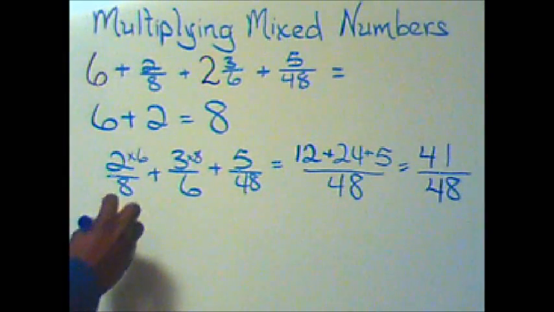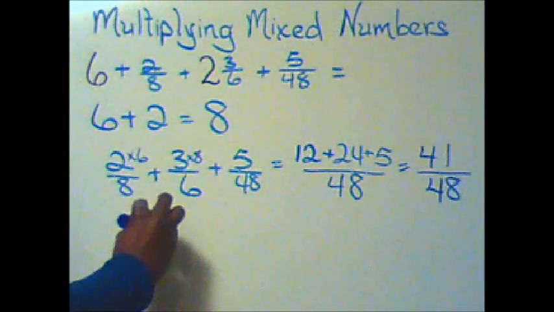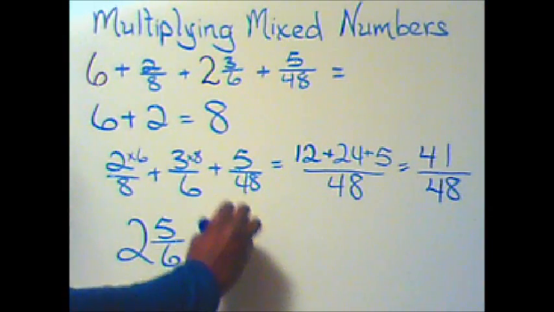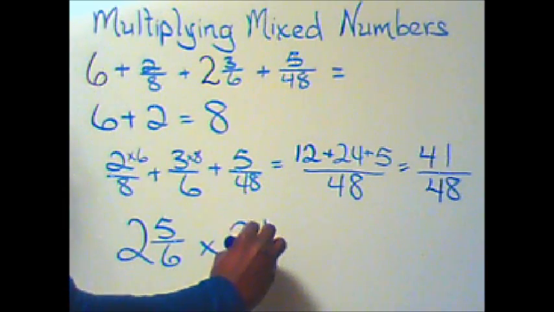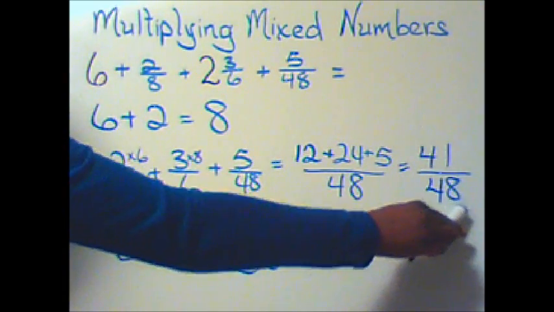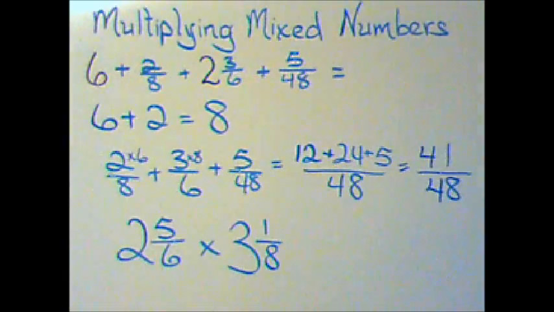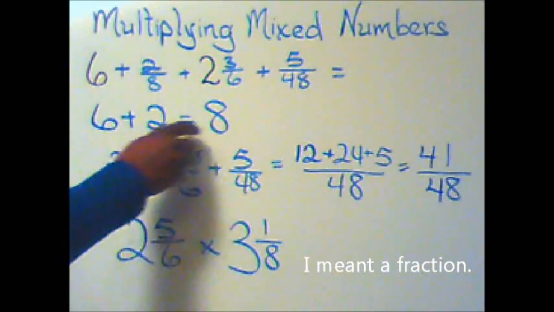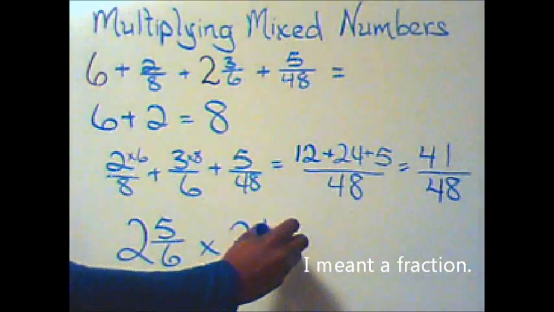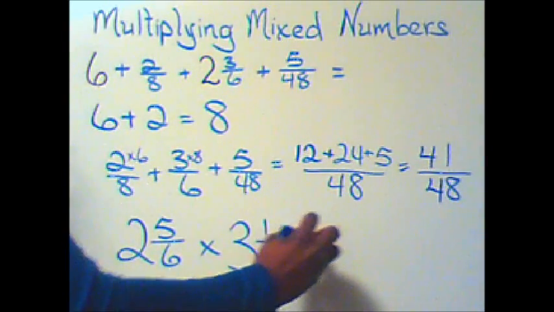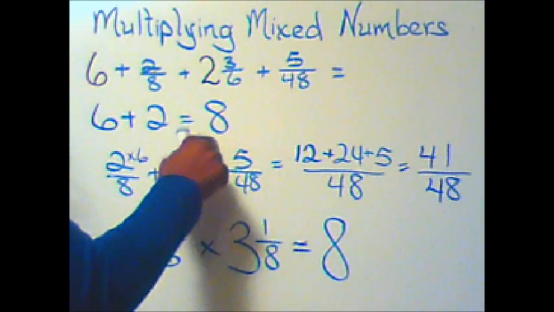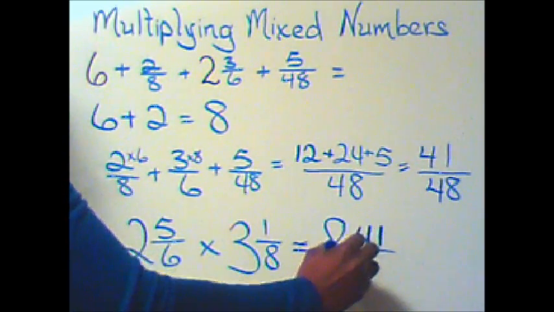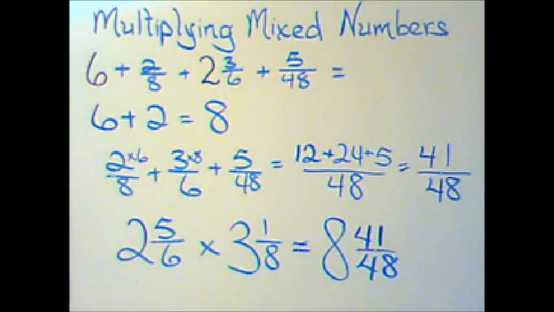Remember we started off with 2 and 5/6 times 3 and 1/8. We definitely could not have just 41/48 as our answer. We have to remember the 8 when we added our whole numbers together. So we're going to write our answer down, 8 and 41/48. And now we're done.